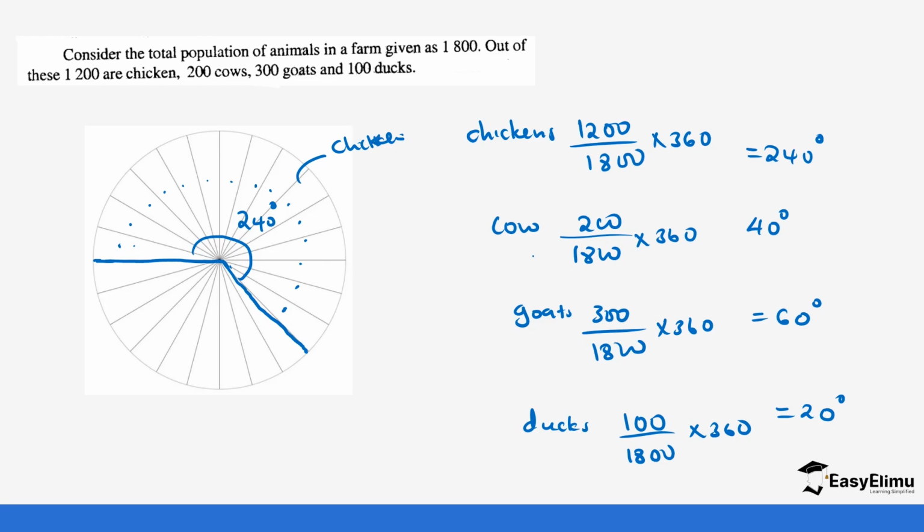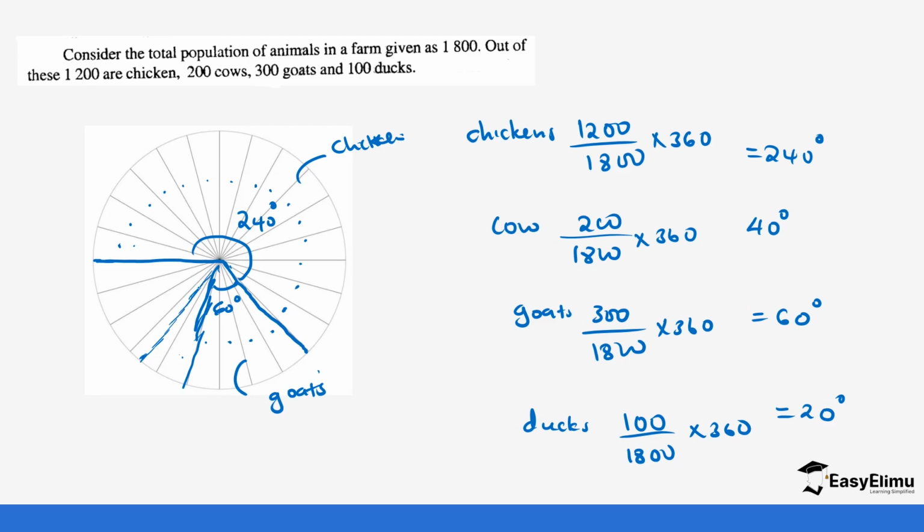And then for the cows, it's going to be 40 divided by 15. We can start with the goats, which is 60 divided by 15, which is 4. So we have 4, 1, 2, 3, 4. So this represents 60 degrees. So this is going to be goats. And then ducks, we will have 1.5 sections, because 20 divided by 15 is 1.5. So we split this into 2.